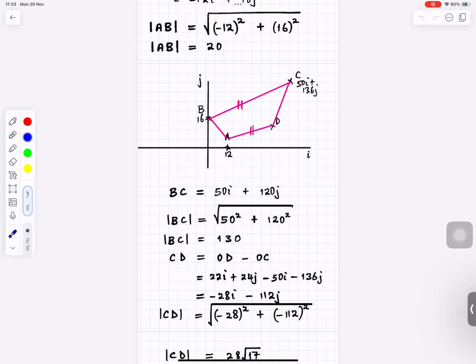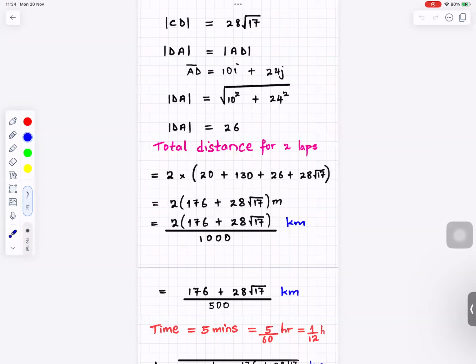Add all of them. So BC is 50i plus 120j from part A, and the magnitude is 130. CD is the second one, OD minus OC. So the distance is 28 squared plus 112 squared. It gives you 28 root 17. After that, we know DA is the same as AD. So we know AD is 10i plus 24j, and that gives us 26. So the total distance for 2 laps, you add all of them and you times by 2 because it's for 2 laps.